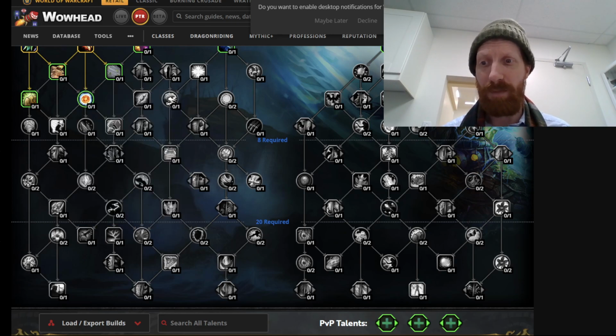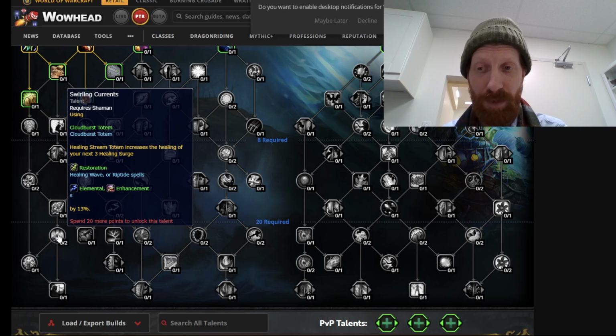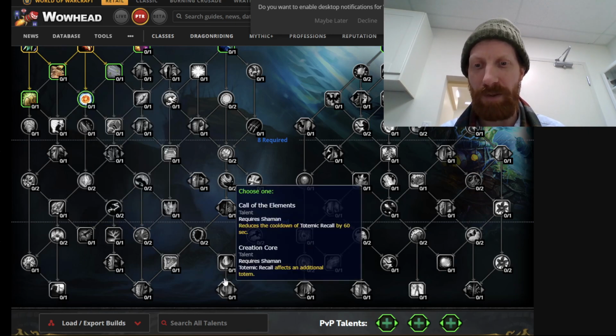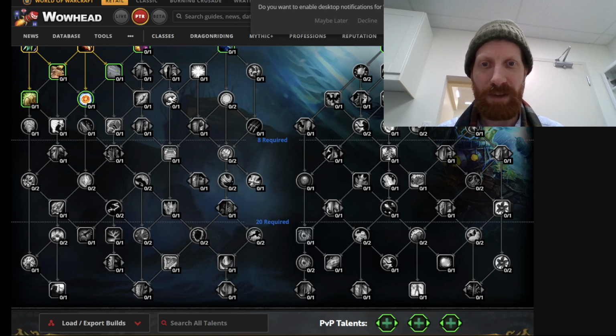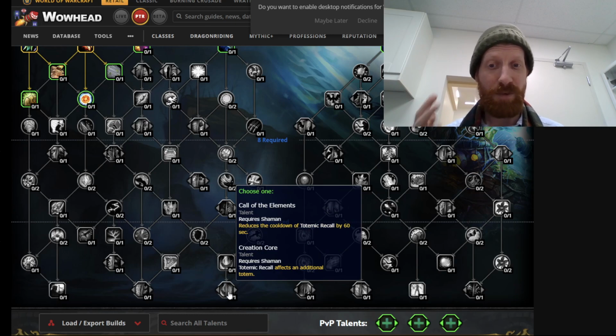or Cloudburst Totem. Now, here's one of the things that's interesting. Swirling Currents is quite good because it's giving a lot of burst healing to our Cloudburst Totem, but it does impair some of our other buttons, specifically the uses of Totemic Recall and the uses of Call of the Elements and Creation Core. Why do I say that?